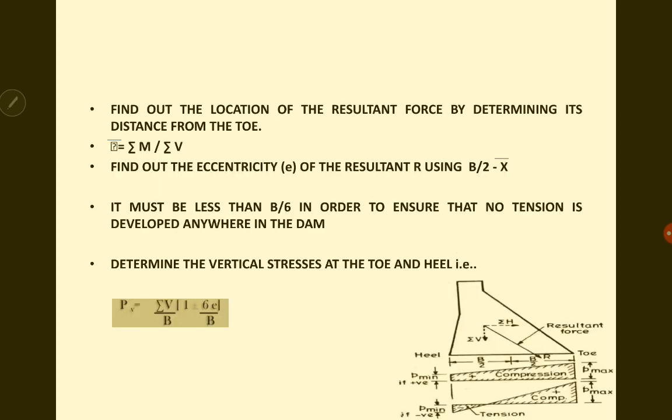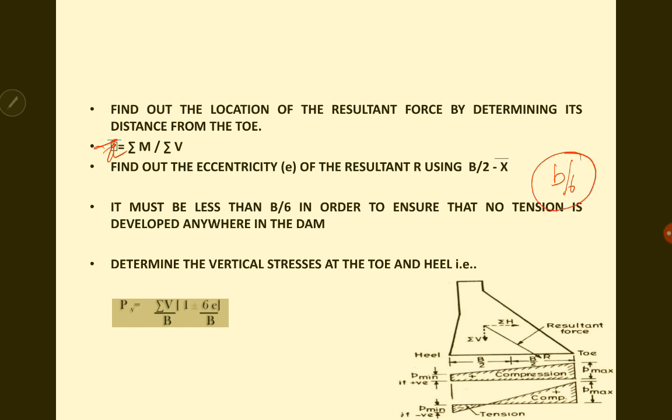Now to find out the resultant, first you find x bar, which is equal to sigma M by sigma V, and then find out the eccentricity. Eccentricity is equal to B by 2 minus x bar. Whatever be the position of the resultant, that is given by sigma V by B is equal to x bar, and you check if this x bar is within the B by 6 limit.